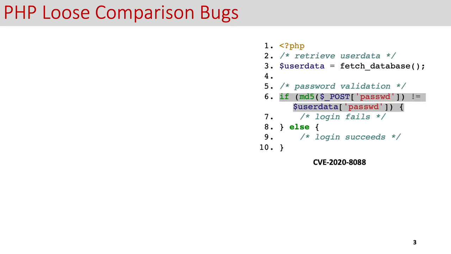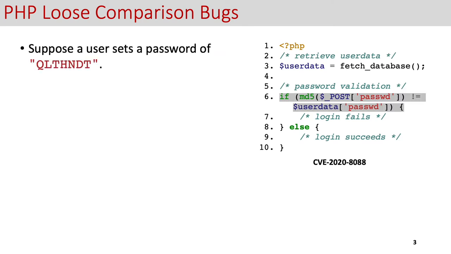Here is a simplified real-world CVE about a loose comparison bug. This example shows the password validation process in a PHP program. The code in line 3 fetches the real password from the database. And in line 6, the application validates the user-provided password by comparing its MD5 hash value to the password from the database. Note that the password in the database has been previously hashed before storing.